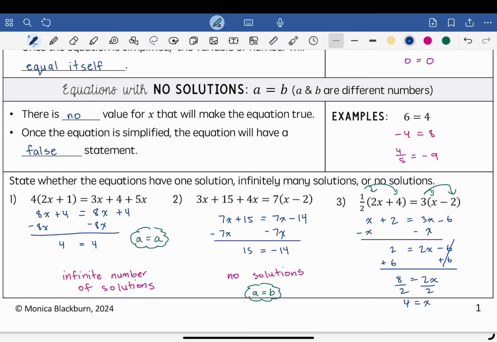So because we have one specific number that x is equal to, that means that it has one solution, or the equation has one solution. So x is one specific value. x is equal to a.